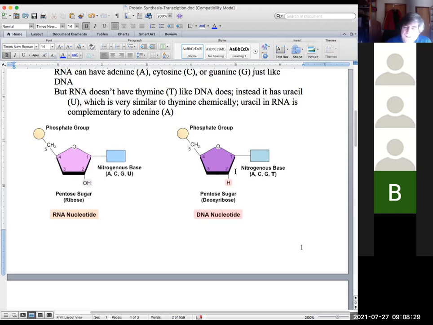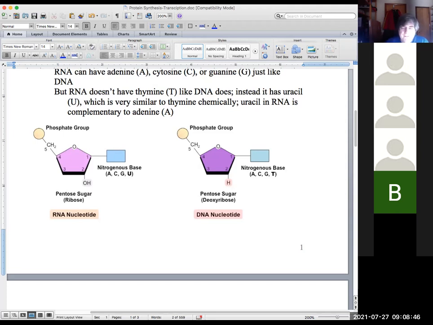The other thing that's different is that in DNA, we have two molecules wrapped around each other in that double helix in the chromosomes. In RNA, there aren't two strands of RNA. There's just one strand of RNA.